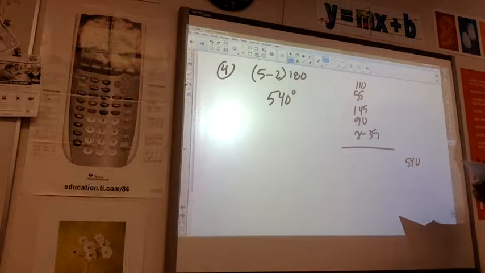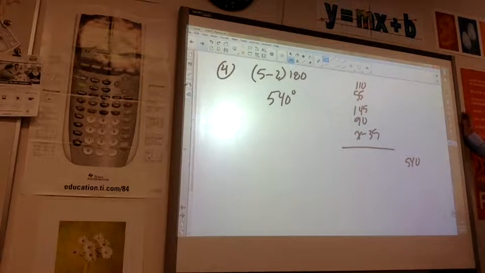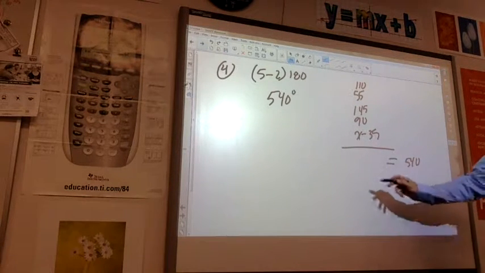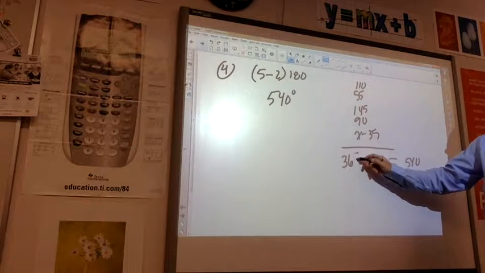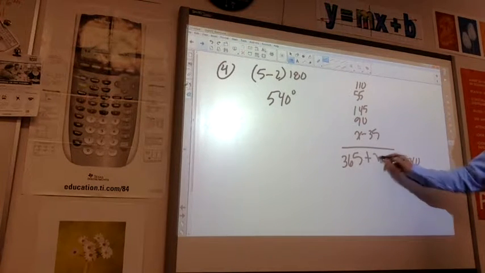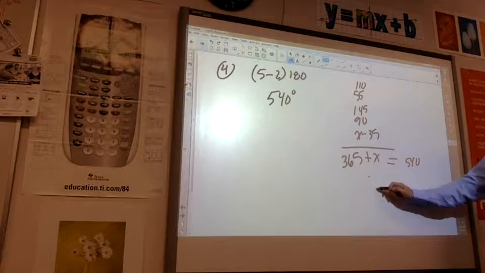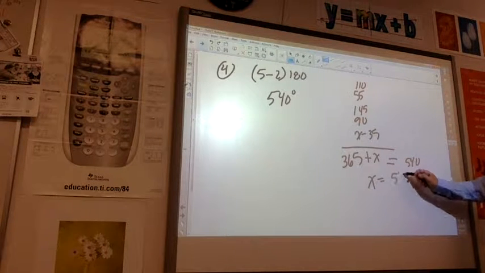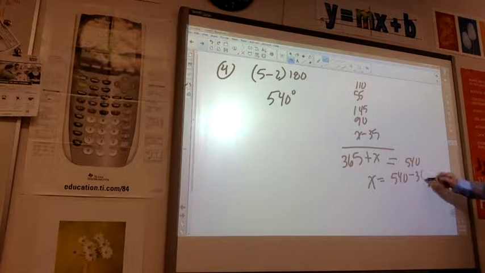Does anyone have a calculator that we can utilize real quick? 110 plus 55 plus 145 plus 90 minus 35 is 365, and then plus x. So then I'm going to subtract 365 from both sides. So I get 540 minus 365, which is 175.